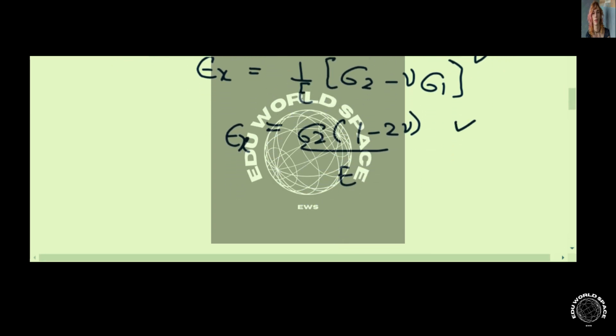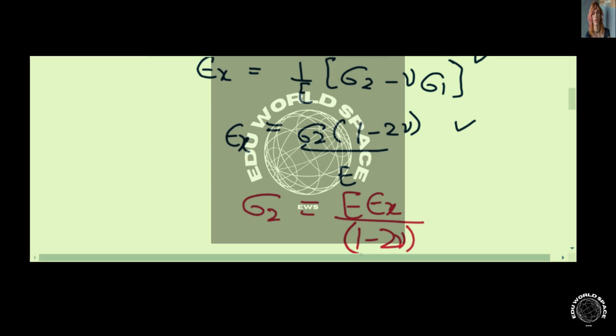Now we have epsilon sub x over here, so we can rearrange it for stress. We'll have sigma sub 2 is equal to E times epsilon sub x divided by 1 minus 2 epsilon.